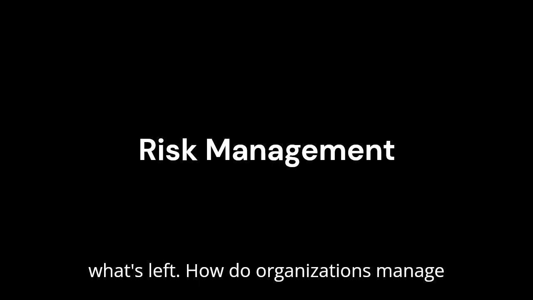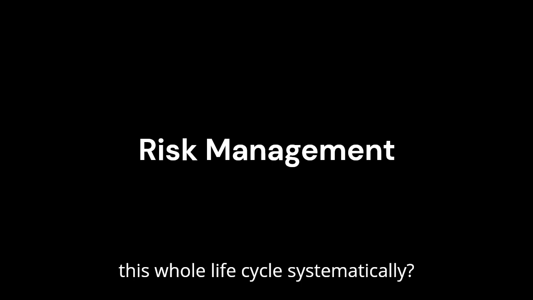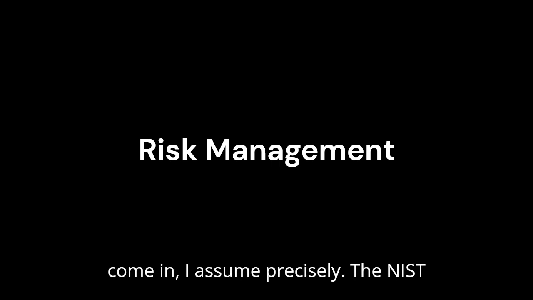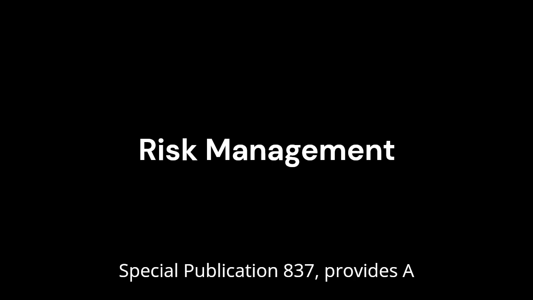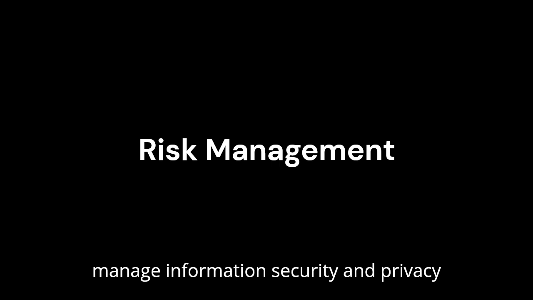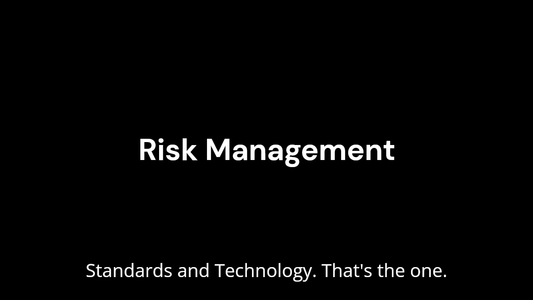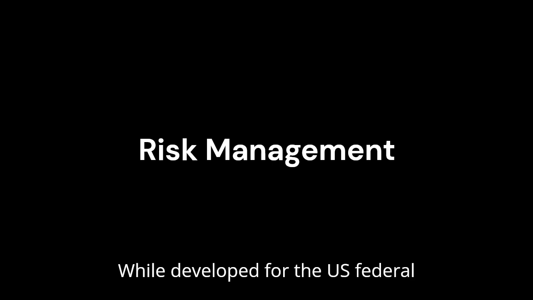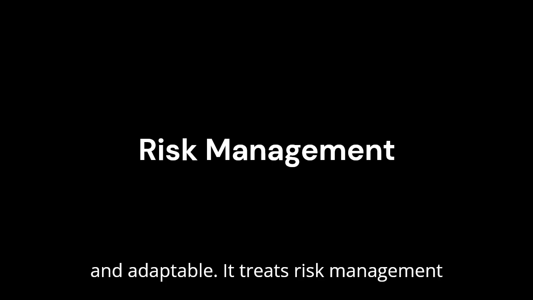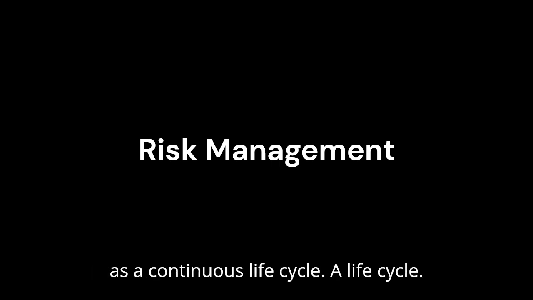So we've identified, assessed, responded, and we understand what's left. How do organizations manage this whole life cycle systematically? That's where frameworks like the NIST RMF come in, I assume. Precisely. The NIST Risk Management Framework, outlined in Special Publication 800-37, provides a structured, comprehensive approach to manage information security and privacy risks. NIST, National Institute of Standards and Technology. That's the one. While developed for the U.S. federal government, it's widely adopted in the private sector, too, because it's solid and adaptable. It treats risk management as a continuous life cycle.